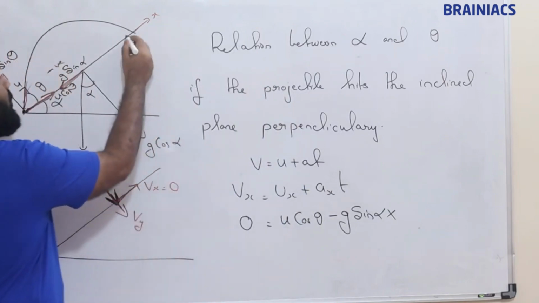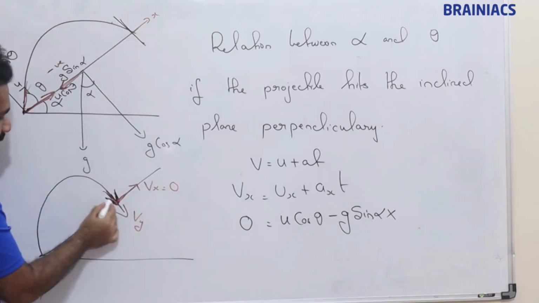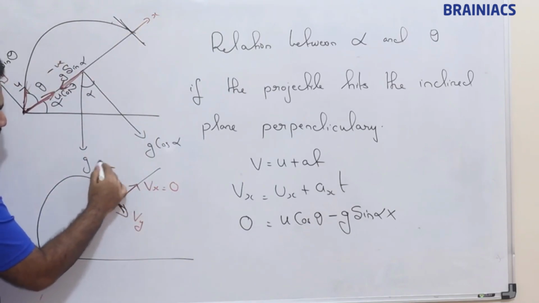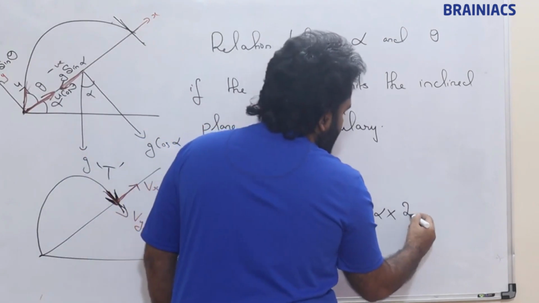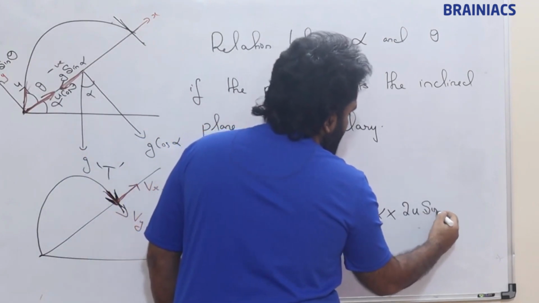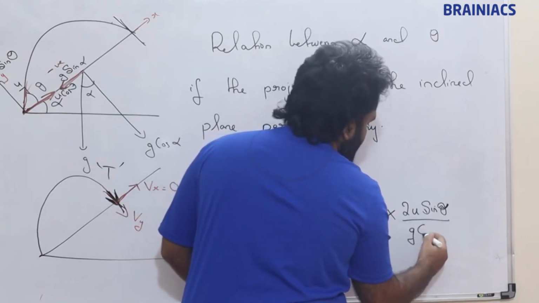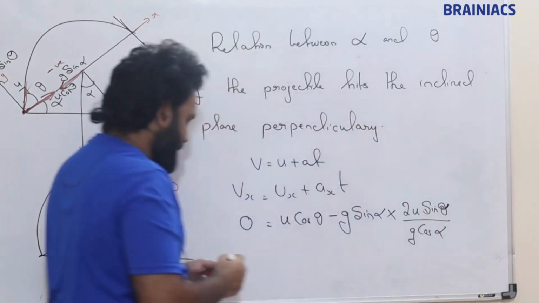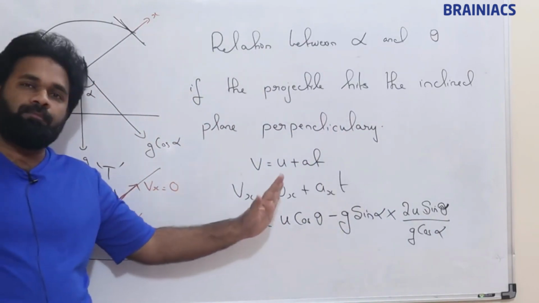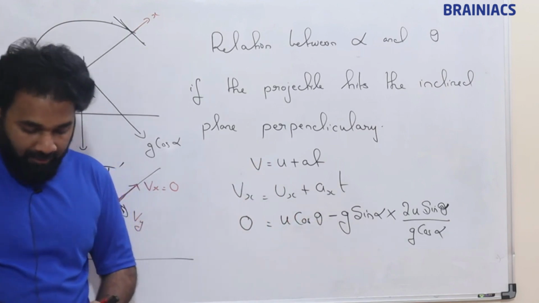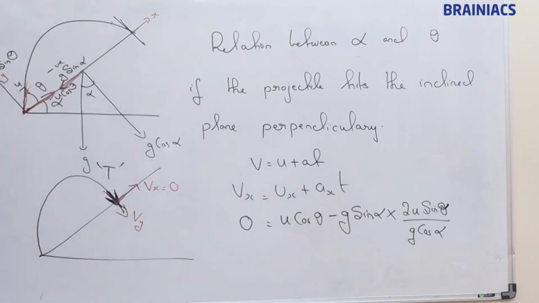Time taken to reach this point is nothing but the time of flight. So into the time of flight, 2u sin theta divided by g cos alpha. Okay, hope this equation is clear for you. Done. Shall I erase this figure?